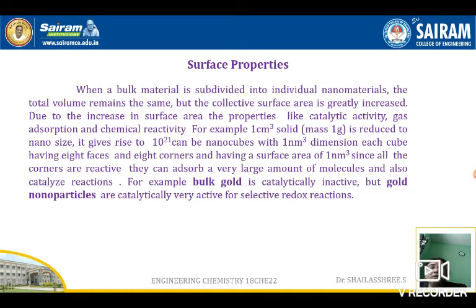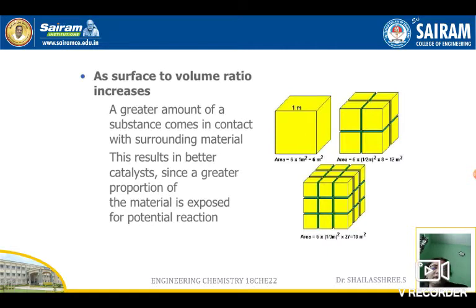For example, bulk gold is catalytically inactive, but gold nanoparticles are catalytically very active, and they catalyze selective redox reactions. It is shown here in a diagrammatic way. When you take a bulk material, the area for reaction is less. When it is made into smaller and smaller particles, see, only this one cube here, all the corners are present for reaction. So all the corners are active here.